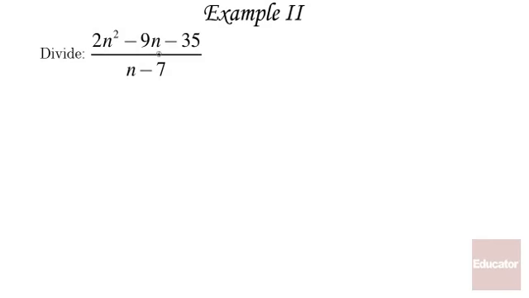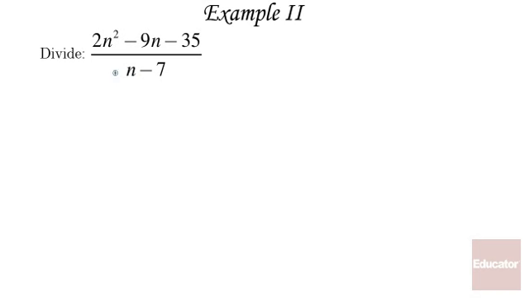In this second example, I'm going to first look and see that I have a polynomial divided by a binomial. The easy route is to factor, or to try to factor, and hopefully one of those factors will be equal to n minus 7, and then I can just do some cancellation. If that doesn't work out, I'm going to have to do long division.